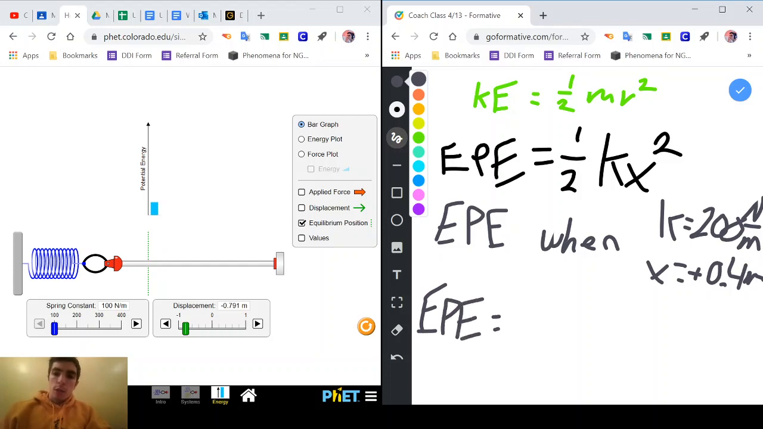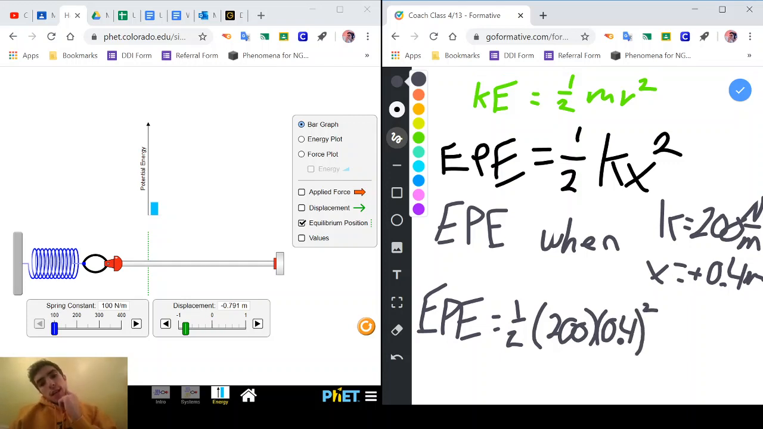So our elastic potential energy is equal to 1/2 times k, so that's our 200, times 0.4 meters squared. And it looks to me, and you guys watching the video should check because I'm not sure on my calculator, but I think that's going to be 16 joules. Remember that joules are our unit for energy there.